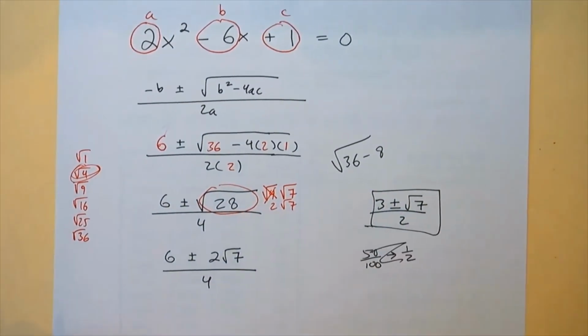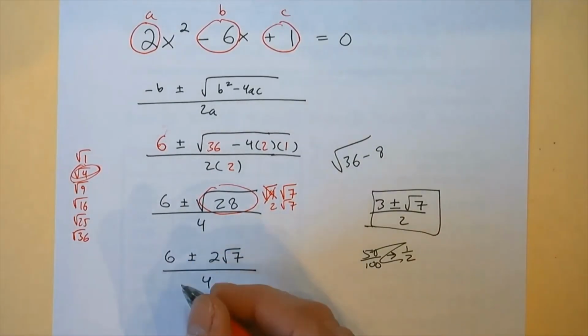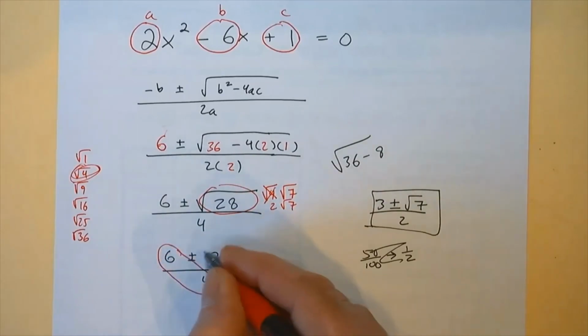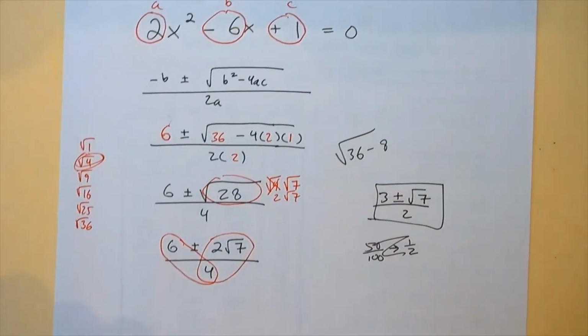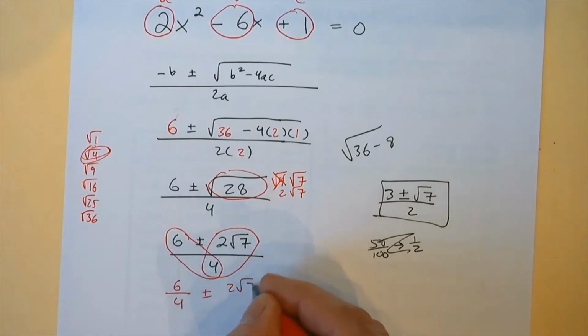Now that doesn't look like the final answer, but at this point, who's over the 4? I am. We both are. So let's separate it apart. We have a 6 over a 4, and we have a 2 radical 7 over 4.